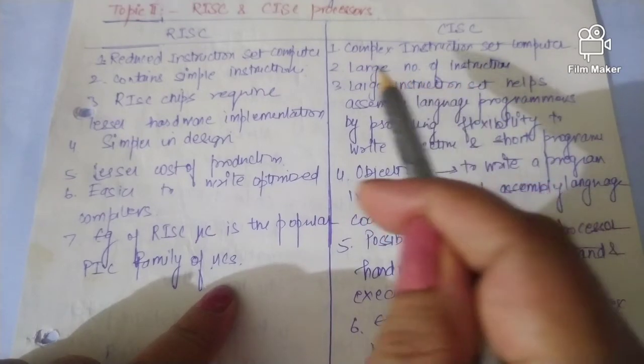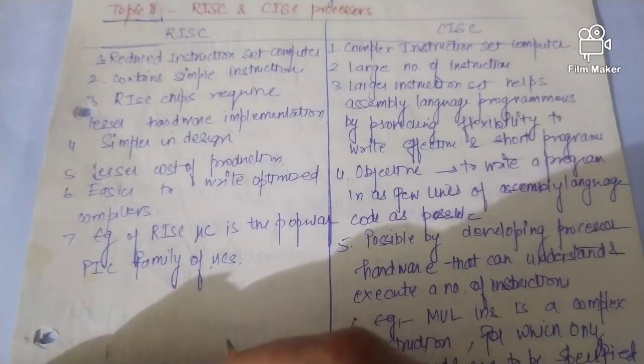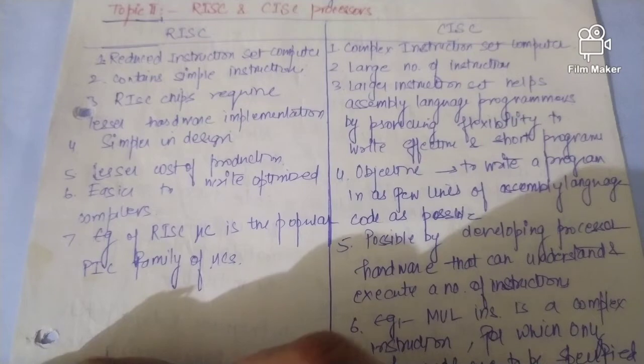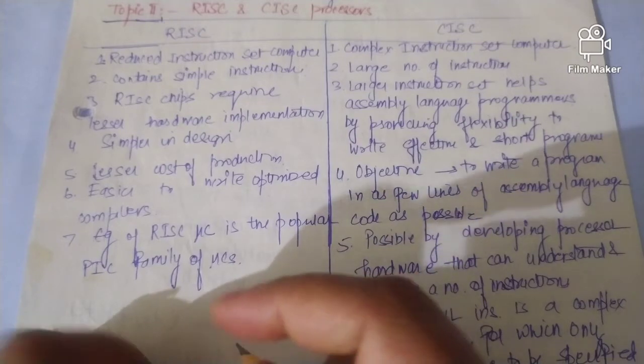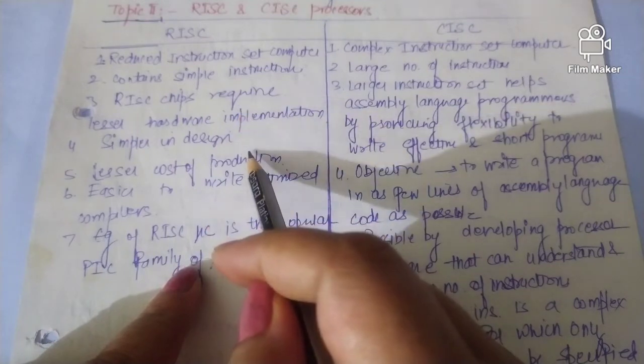The next point of difference is that RISC chips require less hardware implementation, right? Why? Because obviously the number of instructions is less, so the hardware implementation required is also less.